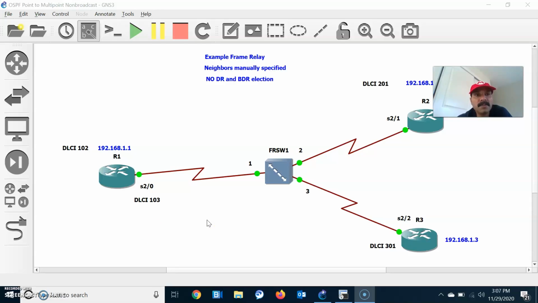And today let us discuss the topic OSPF point to multipoint non-broadcast over a frame relay network. So the example is a frame relay, and neighbors we have to manually specify. Why? Since it is a non-broadcast network.